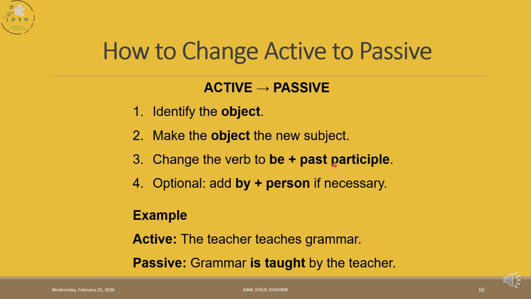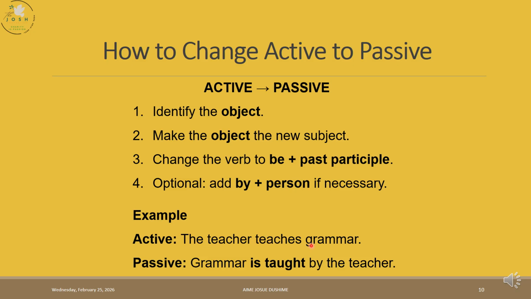Step number 1, we identify the object in an active voice. We make that object the new subject of the passive. And after that, we change the verb to be plus V3. The verb is changed to V3, then we remember to put the form of be, based on if it's present or past, and even depending on the subject that we have. And it is optional. You can add by plus a person if necessary. Let's see the example here and follow the steps.